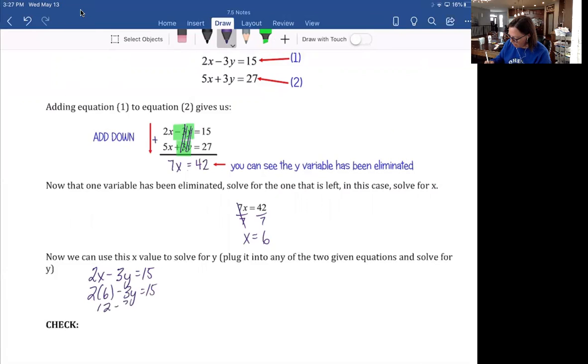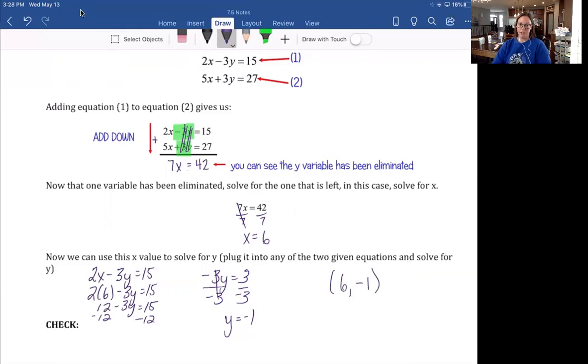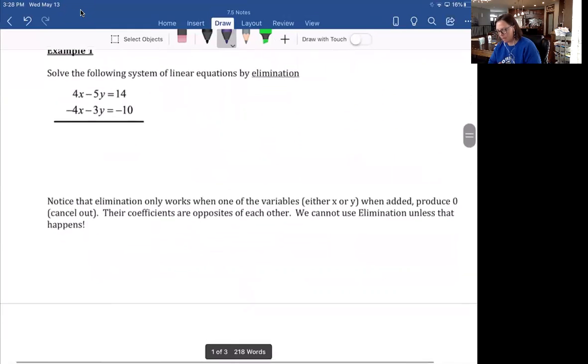I'm going to get 12. I'm going to minus 12 from both sides and get negative 3y is equal to 3. I would divide by negative 3 and y would be negative 1. So my solution would be (6, negative 1), and I could verify that for both equations. I'm going to skip that for right now and get straight into example number 1.